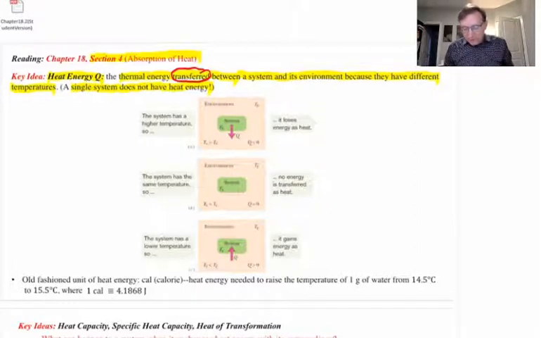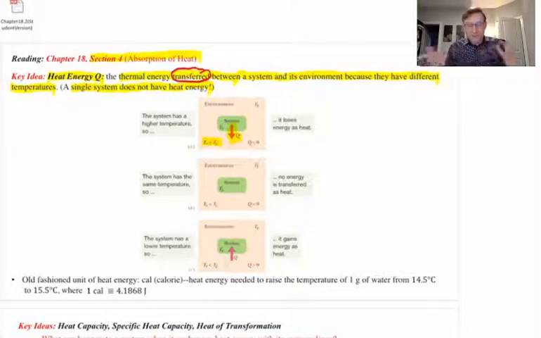And the first picture represents a scenario where the system has a higher temperature than its environment. T sub S is greater than T sub E. When the system has a higher temperature than its environment, experiment shows us that the energy transfer direction is from the system into the environment. And since this is because of a temperature difference, this transferred energy we call heat. Okay? And that's what this red arrow labeled Q represents. And notice the direction of the arrow.